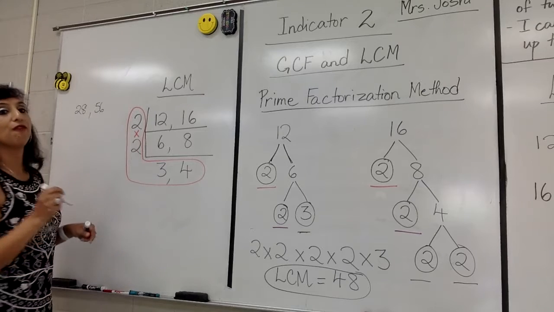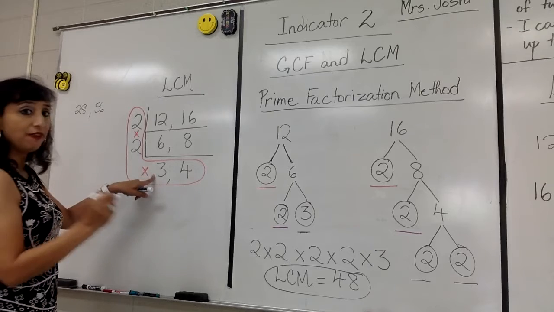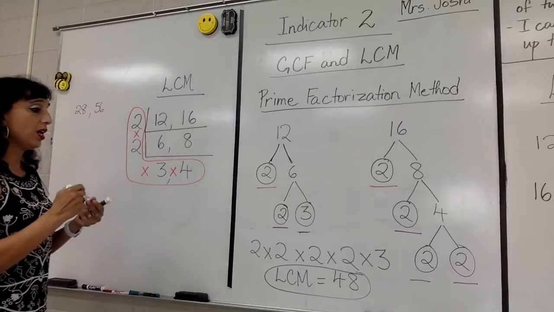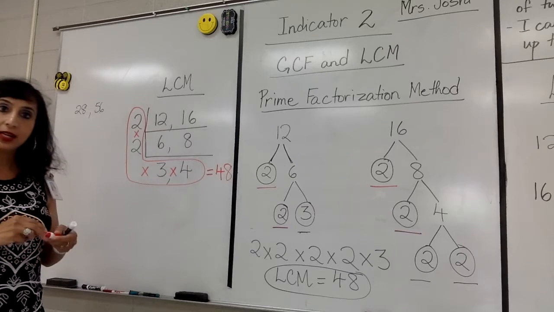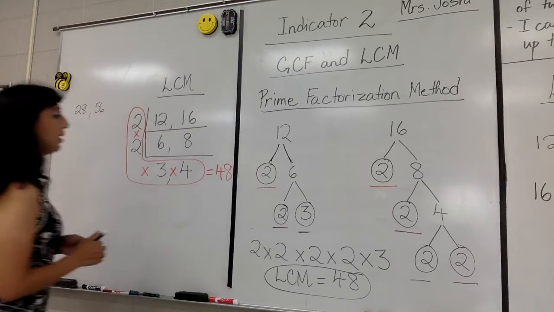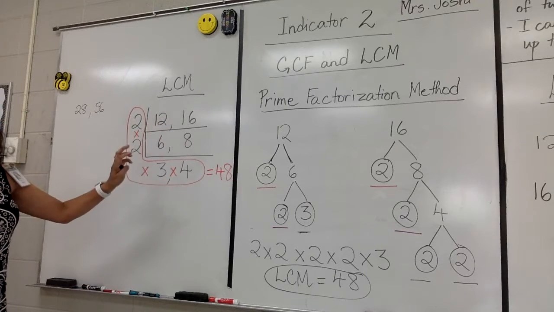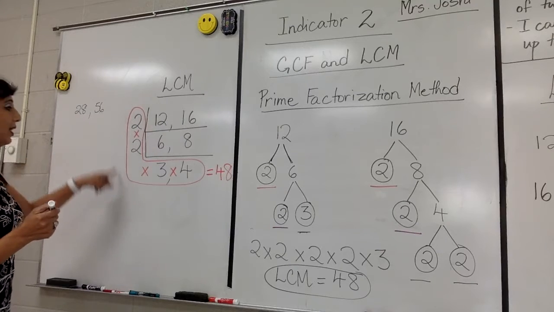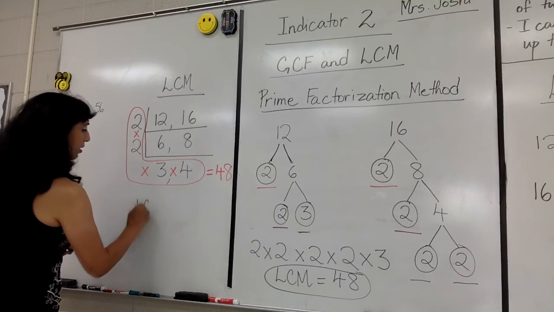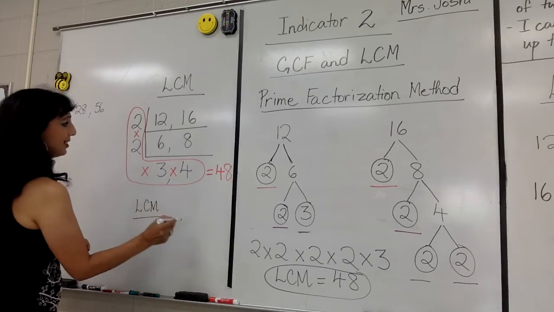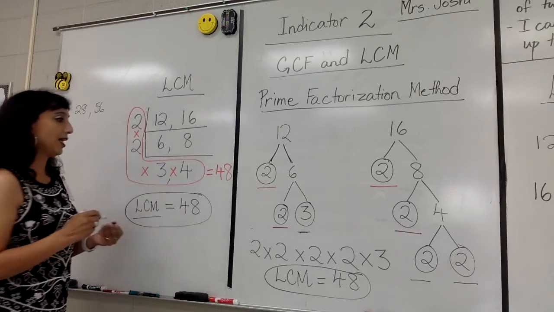And then I do 2 times 2, 4. Times 3 is 12, times 4 gives me 48. So see, same thing. And it's really simple, because I have just taken the factors which are common and then the uncommon, make the L, so that you see we're talking about LCM. And so the LCM of 12 and 16 is equal to 48.